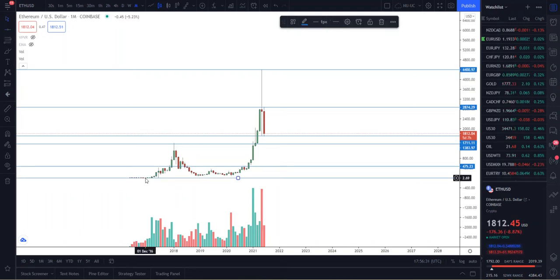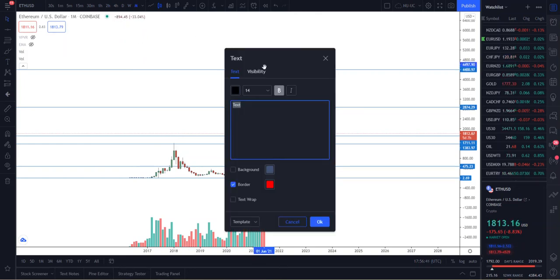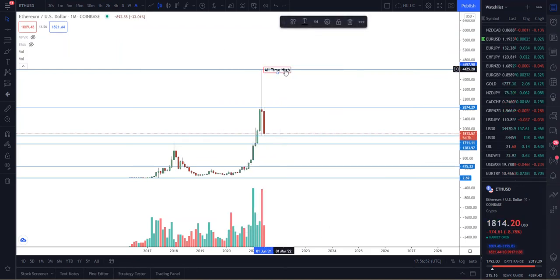Okay, always understand where you are in the market. By that, you need to understand where the all-time high is. Okay, this is the all-time high. Is Ethereum down? No, Ethereum is up.